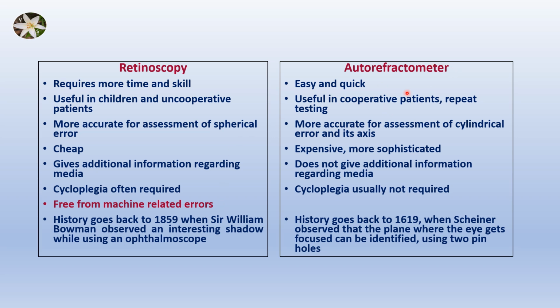Autorefractometer, on the other hand, is useful in cooperative patients and repeat testing. It is more accurate for assessment of cylindrical error and its axis. It is expensive and more sophisticated, does not give additional information regarding media, and cycloplegia is usually not required.